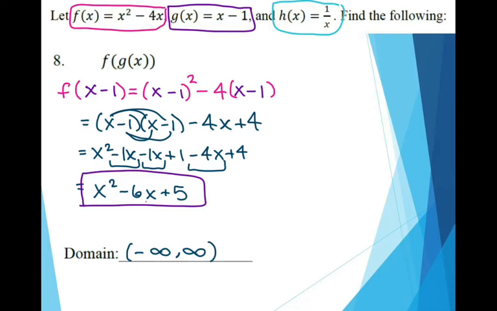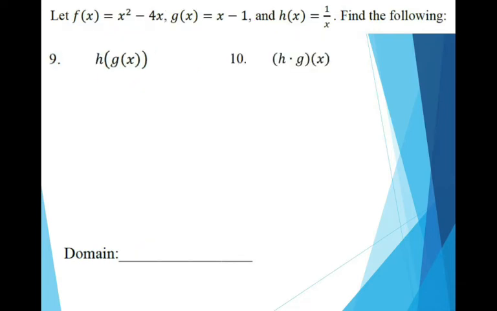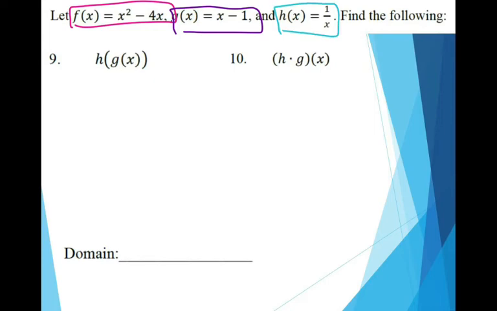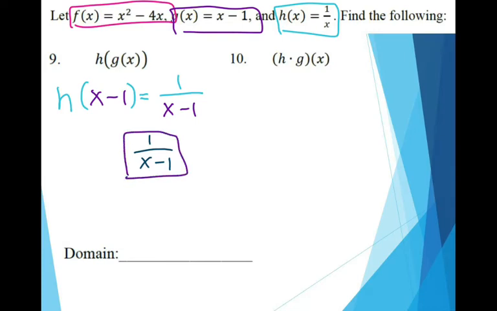All right, let's see what number 9 is. Number 9 is another composition. I am taking h of g of x. So what that means is I am taking h of g of x, which is x minus 1. So wherever I see an x in my h function, which is just on the bottom of that fraction, I'm going to replace it with x minus 1. And this cannot be simplified any further. So our composition for this one is just 1 over x minus 1.